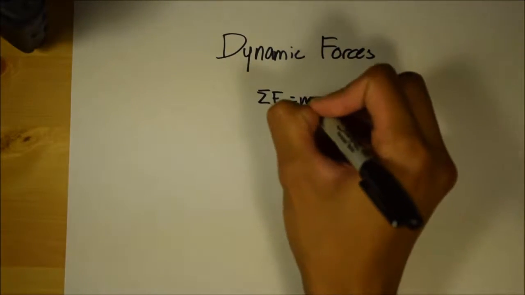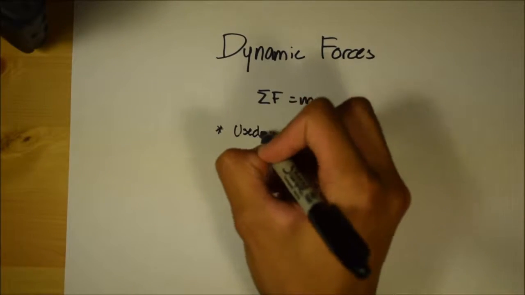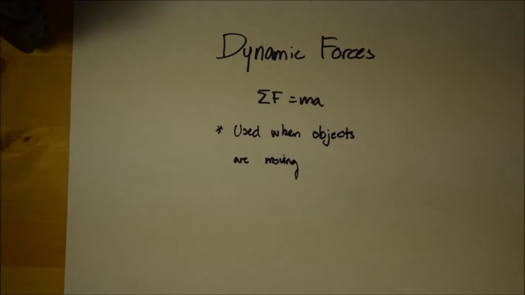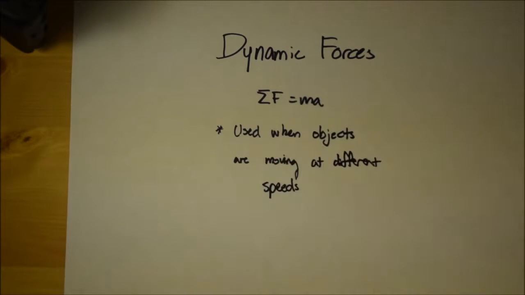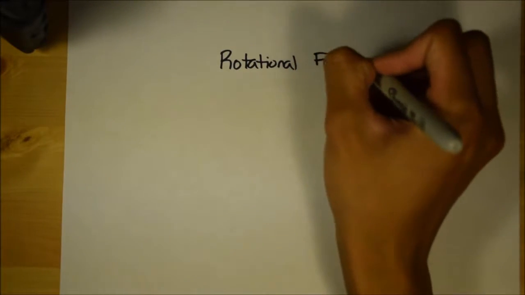Now we have dynamic forces. Sigma F equals mass times acceleration. So this is used when objects are moving, like a block sliding down an inclined plane, or a block sliding down really anything. And moving would be not a constant acceleration. So if it's moving at a constant speed, acceleration is 0.